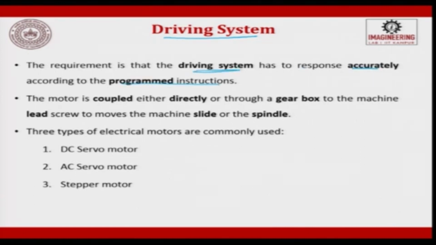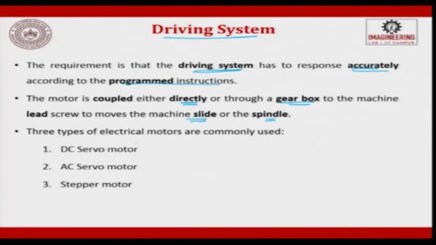The drive system takes care of the accuracy part of it. The motor is coupled either directly or through a gearbox. This is what I was discussing in the previous slides. It is coupled directly or through a gearbox to the machine lead screw to move the machine's slide or the spindle.